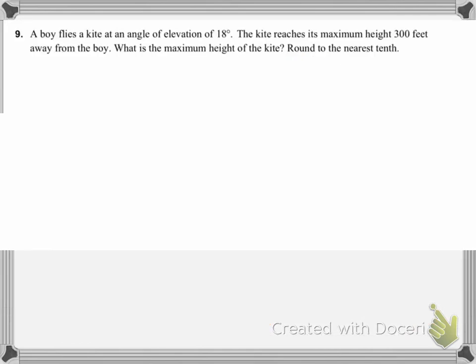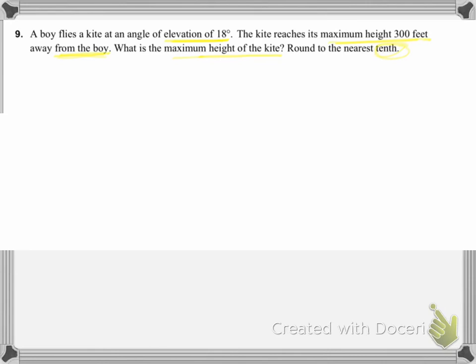Question number 9 says that a boy is flying a kite at an angle of elevation of 18 degrees, and the kite reaches its maximum height 300 feet away from the boy. What is the maximum height of the kite? We have to keep in mind it has to be to the nearest tenth. In order to understand the question, let's draw the picture first.